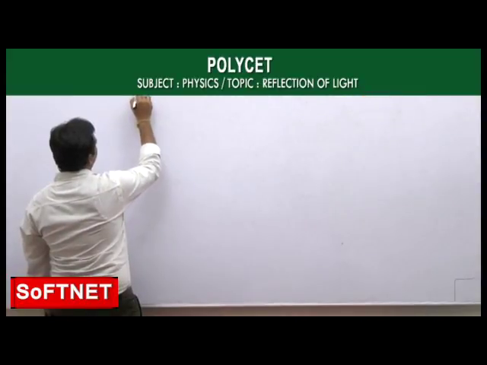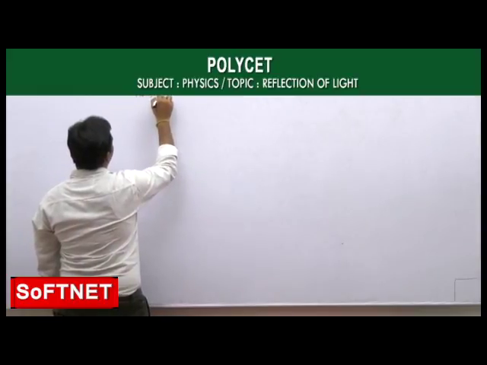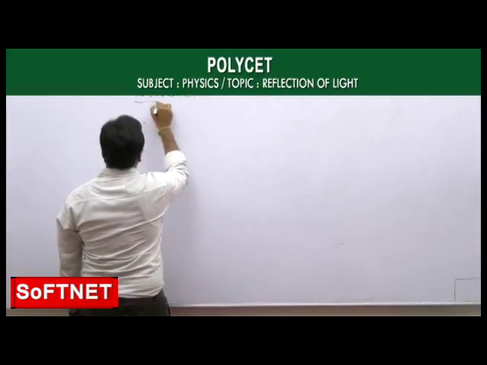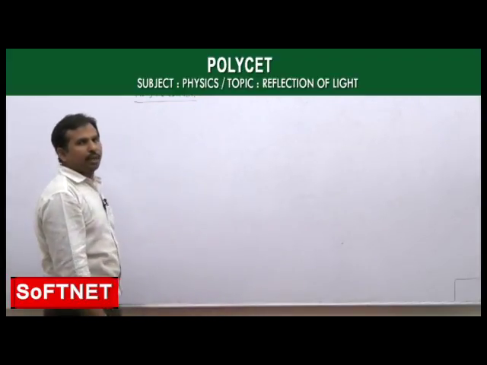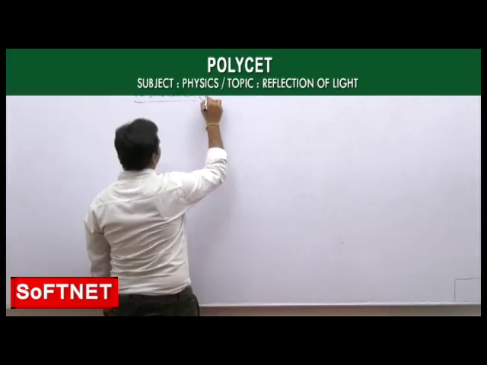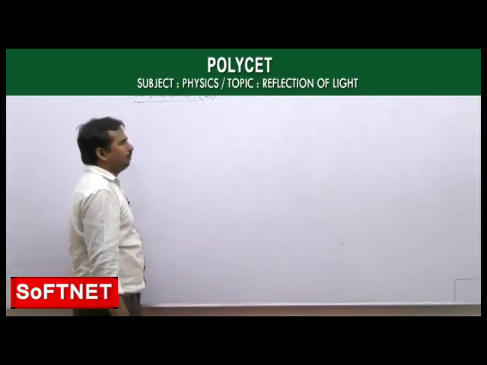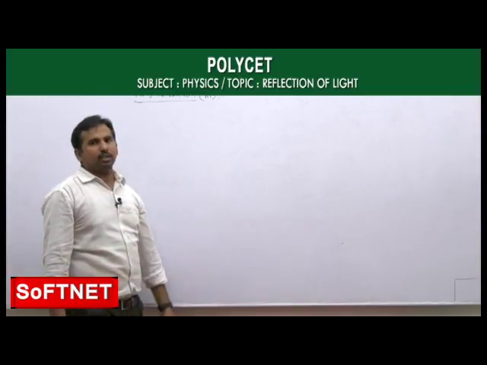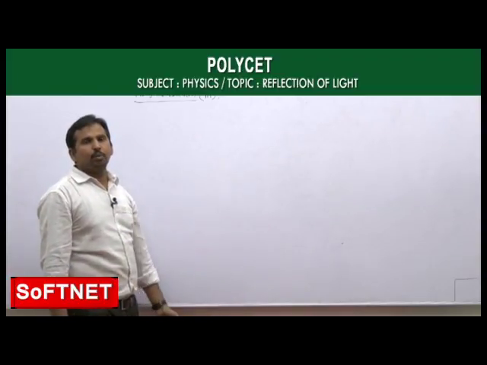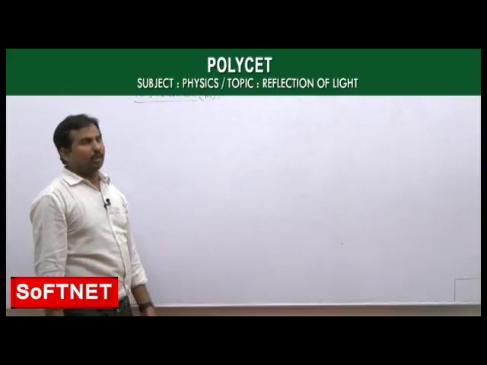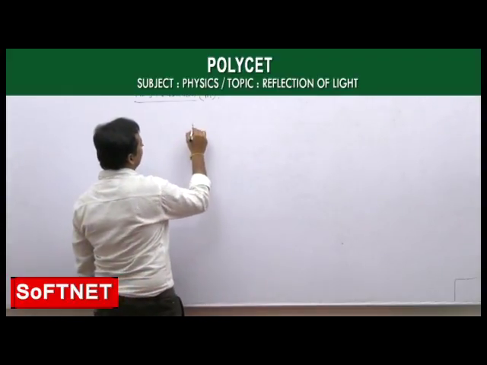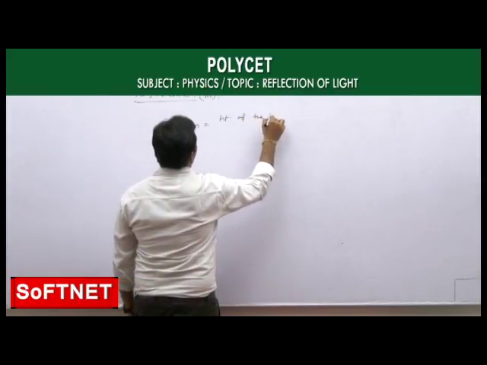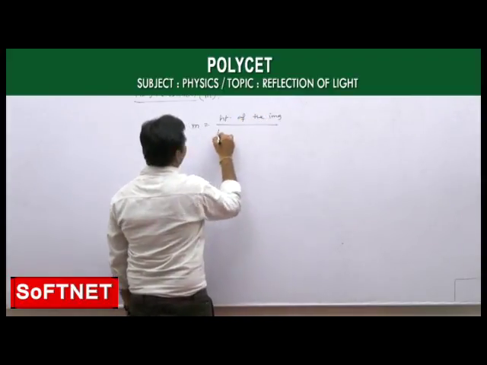Next one we will see about one of the very important ones called magnification. Magnification factor is represented with a small m. Magnification is nothing but what gives you the size of the image, and its formula is m is equal to height of the image by height of the object.